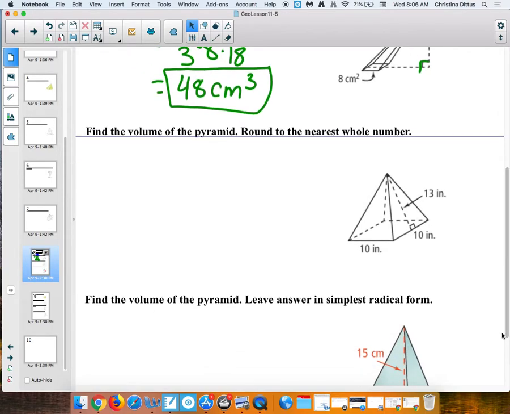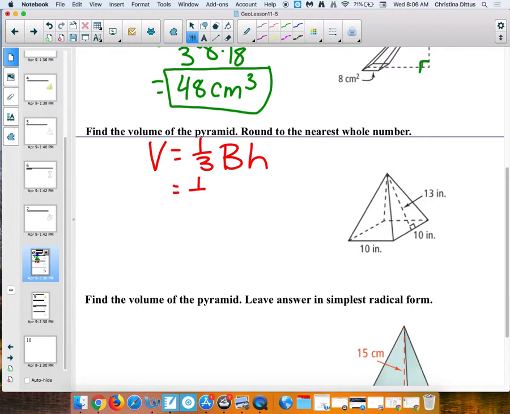This pyramid, finding the volume again. So we have, since it's got our tippy top, 1/3 area of our base times our height. What is the shape of my base? A square. So to find the area of it, I'm going to do what? Yeah. 10 times 10. To find square, you got base times height.